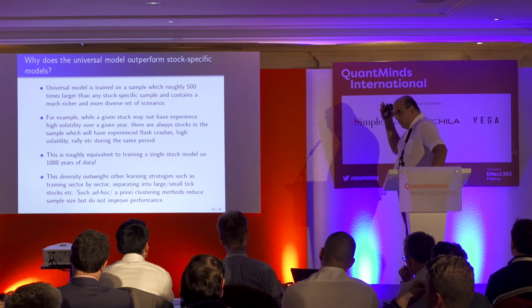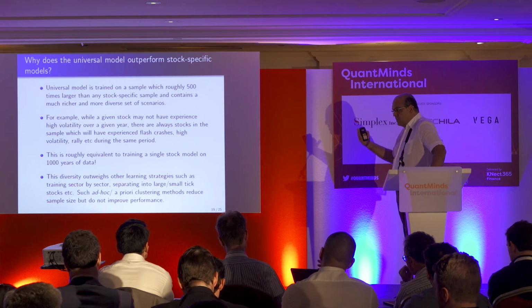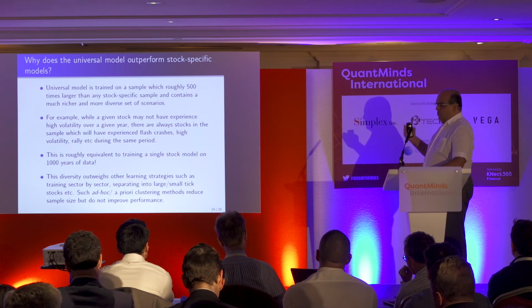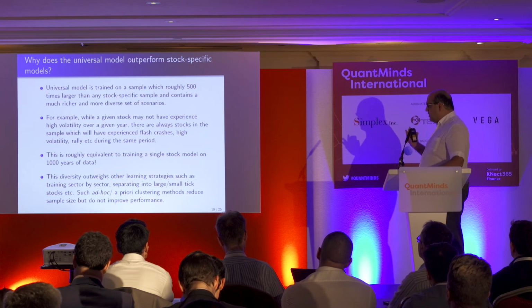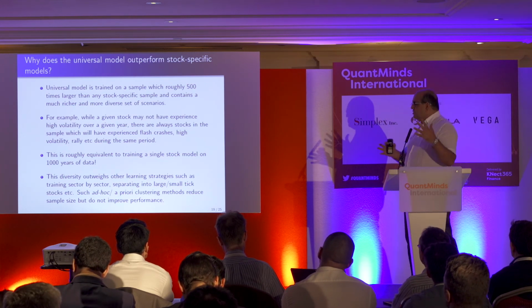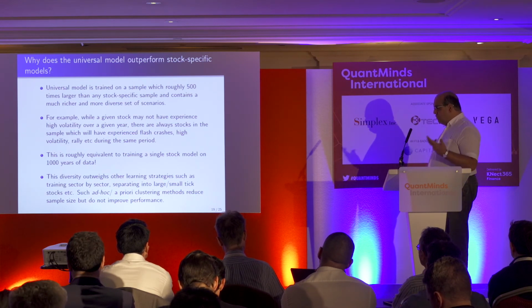So what we show here quantitatively is that the diversity of the scenario set, the richness of the scenario set, which you obtain by pooling the data, outweighs any disadvantage you can think of, such as that it's heterogeneous: large ticks, small ticks, sectors, and so on and so on. And it really goes against the way we train models.